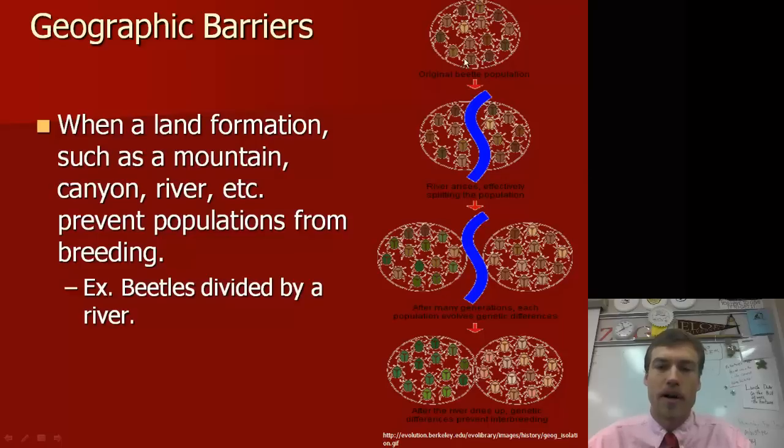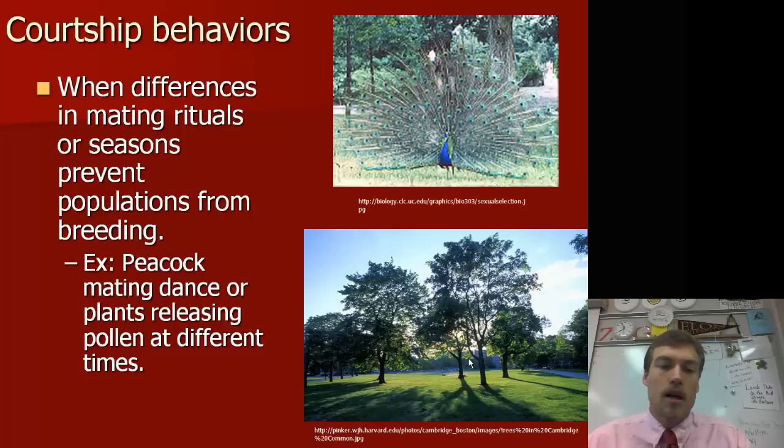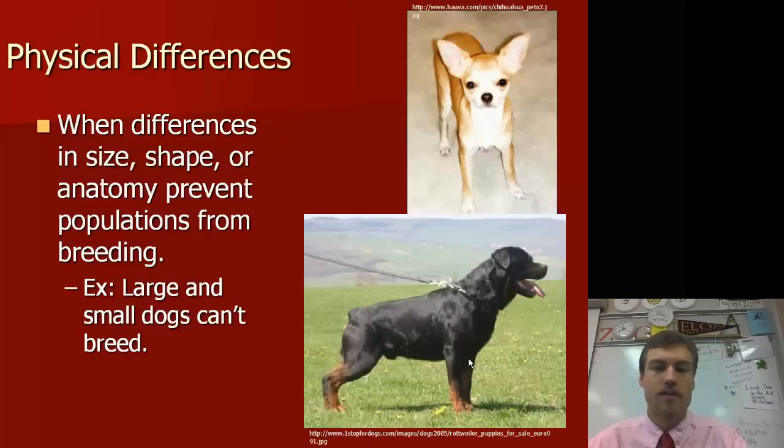So geographic barriers, we've got a beetle population, right? There's some sort of river that arises. It separates it into two different populations, and now when the river dries up, they cannot actually breed with one another because they have been isolated. Again, we can have all kinds of different things that can cause those geographic barriers. Courtship behaviors, differences in mating rituals or seasons. Okay, so different plant species pollinate at different times of the year. Therefore, even though they might live in the same region, their genes are never going to be mixing. And then physical differences in size, shape, all that kind of thing.